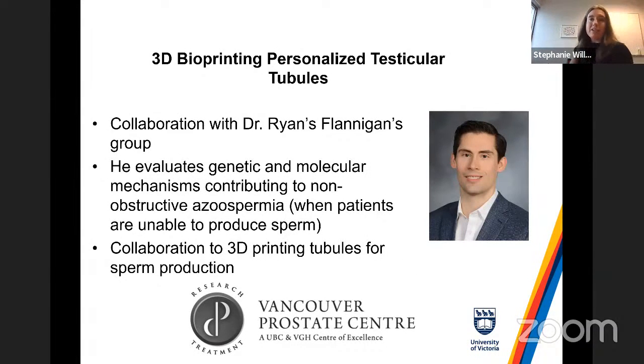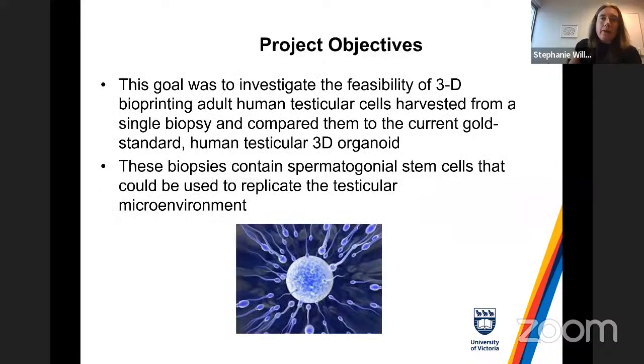So, freshly accepted work from our collaboration with Ryan Flanagan's group over at the Vancouver Prostate Center, which is part of the University of British Columbia. We've been 3D bioprinting personalized testicular tubules. He works as a doctor looking at infertility and the different mechanisms that contribute to patients who are unable to produce sperm, as well as ways to potentially get around this, which include bioprinting these testicular tubules from sperm stem cells.